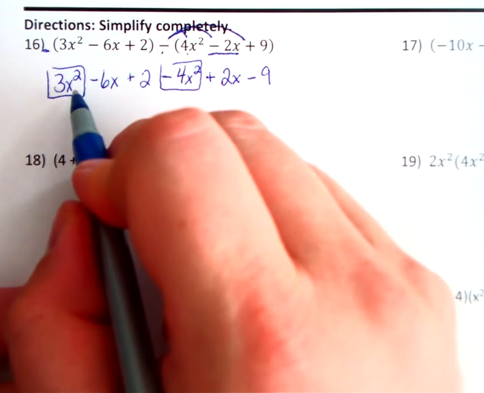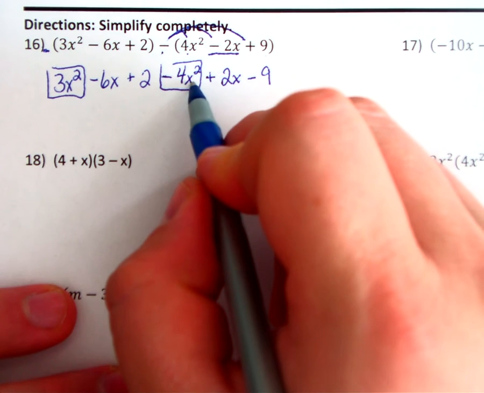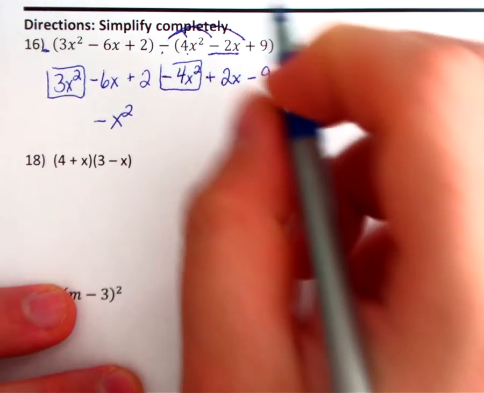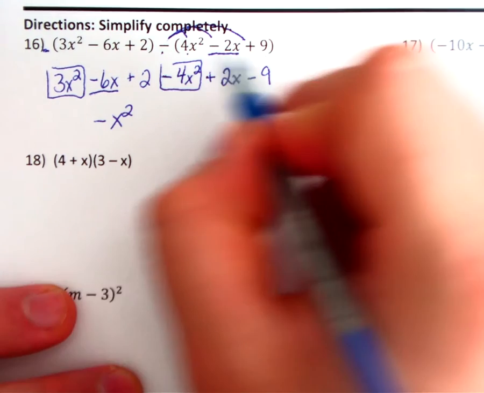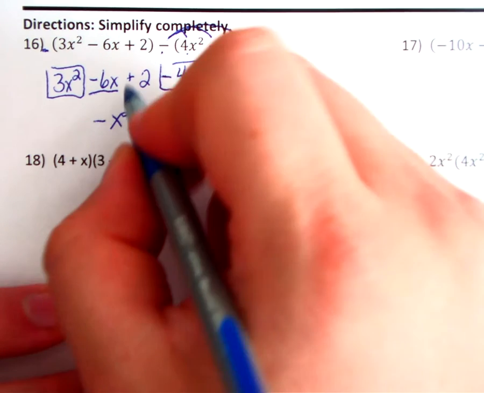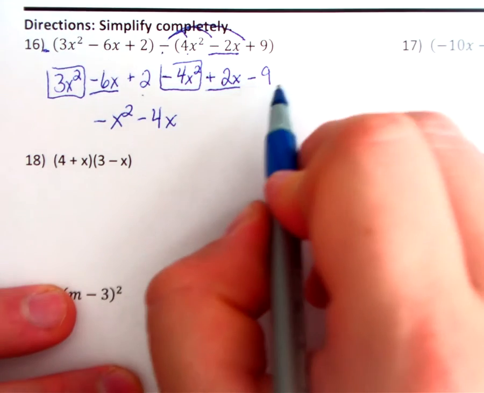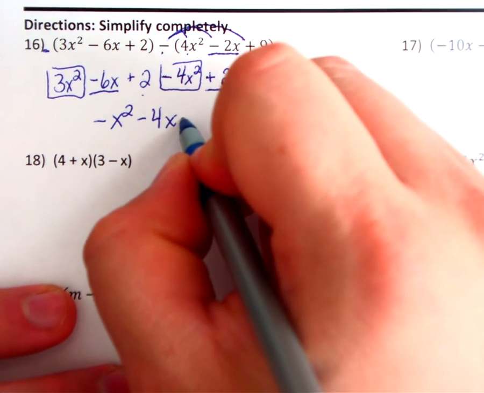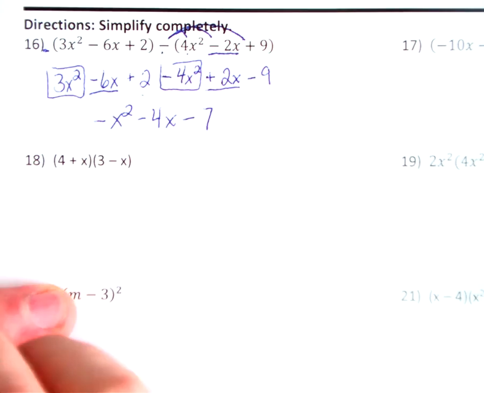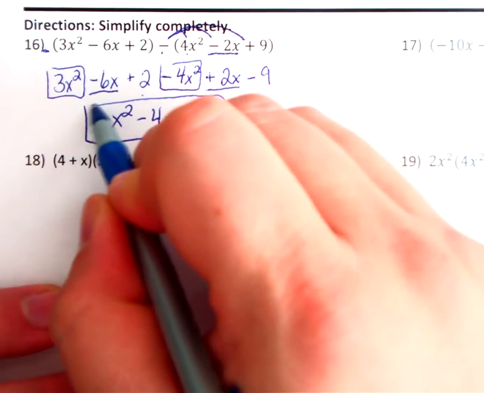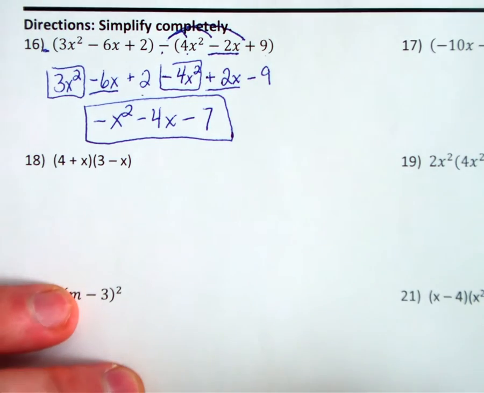3x squared minus 4x squared gives us negative x squared. Negative 6x plus 2x gives us negative 4x. Positive 2 minus 9 gives us negative 7. So we should end up with negative x squared minus 4x minus 7.